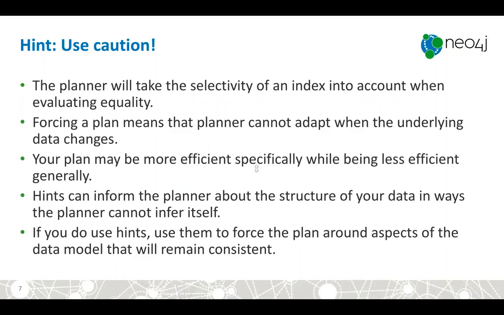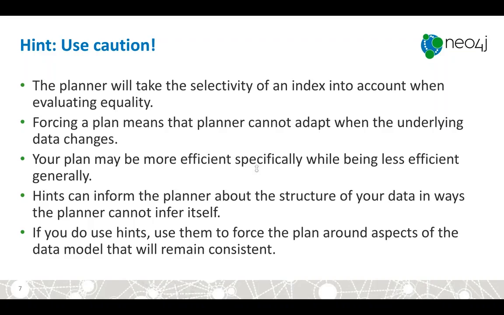So the last hint here is to use hints with caution. The planner will take the selectivity of an index into account when evaluating equality. So what I mean by that is if I were to say age equals 18, it has a very good idea of how many rows that will end up returning. If I say age is less than 18, it can't really estimate how many rows that might return.